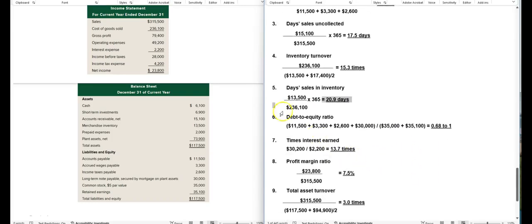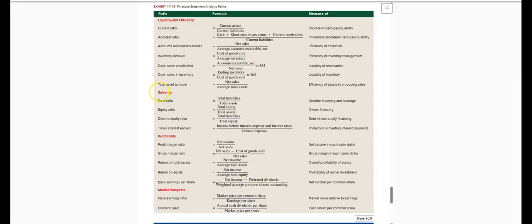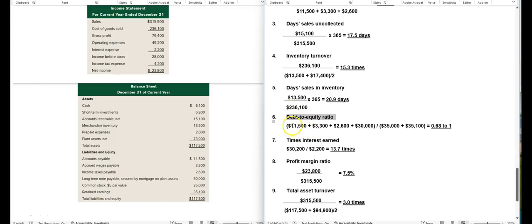Continuing on, debt to equity. Debt to equity ratio, now we're going to look at solvency, or the company's long-term ability to continue existing. Total liabilities divided by total assets. The current ratio only focuses on current assets and current liabilities, but the debt to equity ratio is going to take total liabilities and total assets. If we divide total liabilities by total assets, we end up with 0.68 to 1.